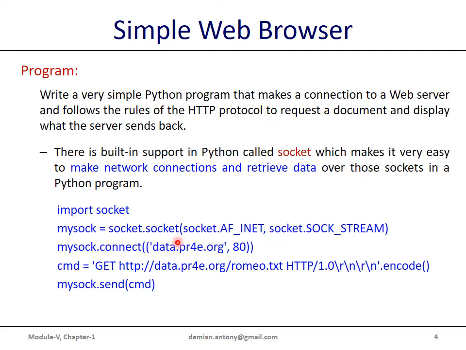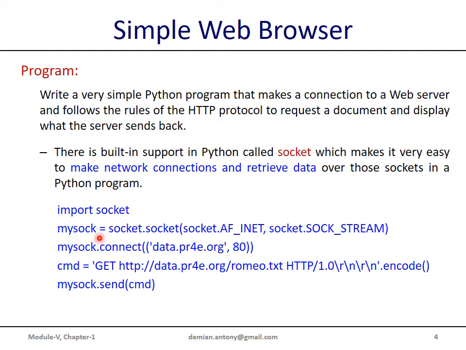And the second parameter of this socket method is socket.SOCK_STREAM. This socket stream represents that we are going to create a TCP socket. If we want to create a UDP socket, we have to write SOCK_DGRAM. So this socket method will take two parameters. The first one is the address family, and the second one is the type of socket that we are going to create. So ultimately, I have an endpoint for connection, my sock, which is a socket now ready for communication.